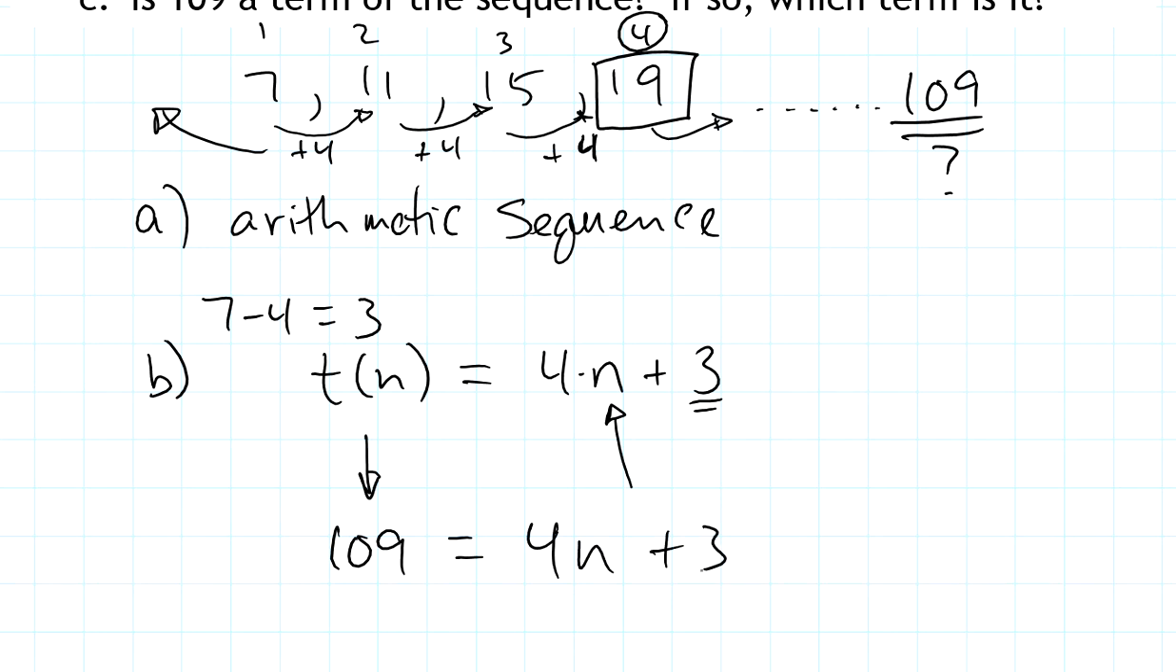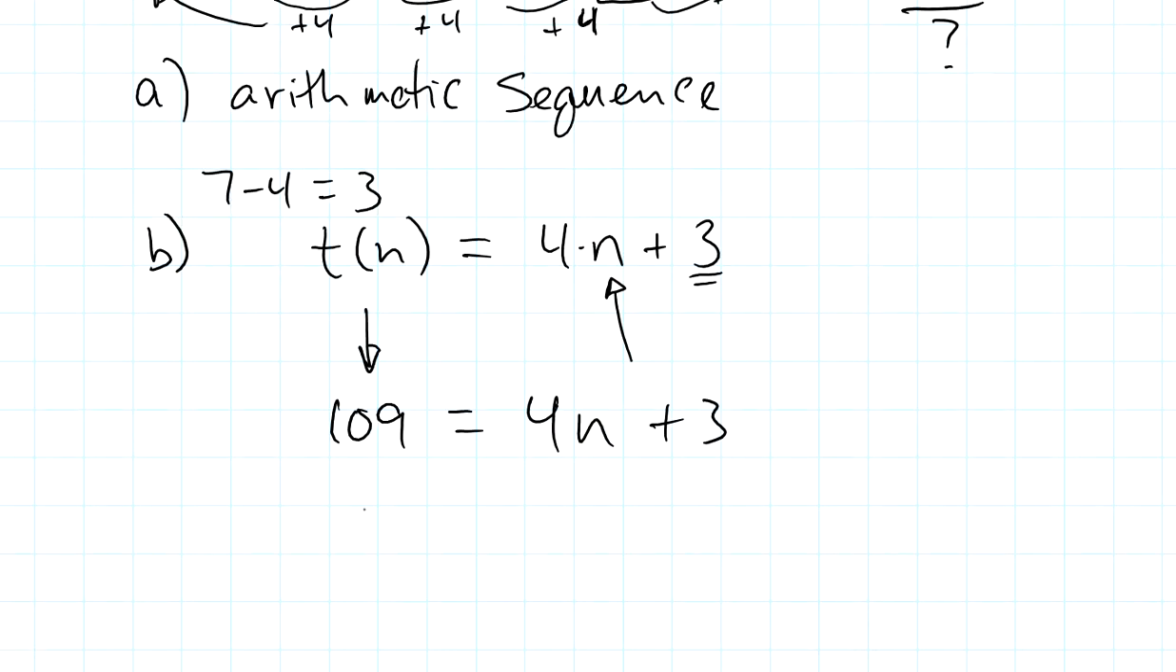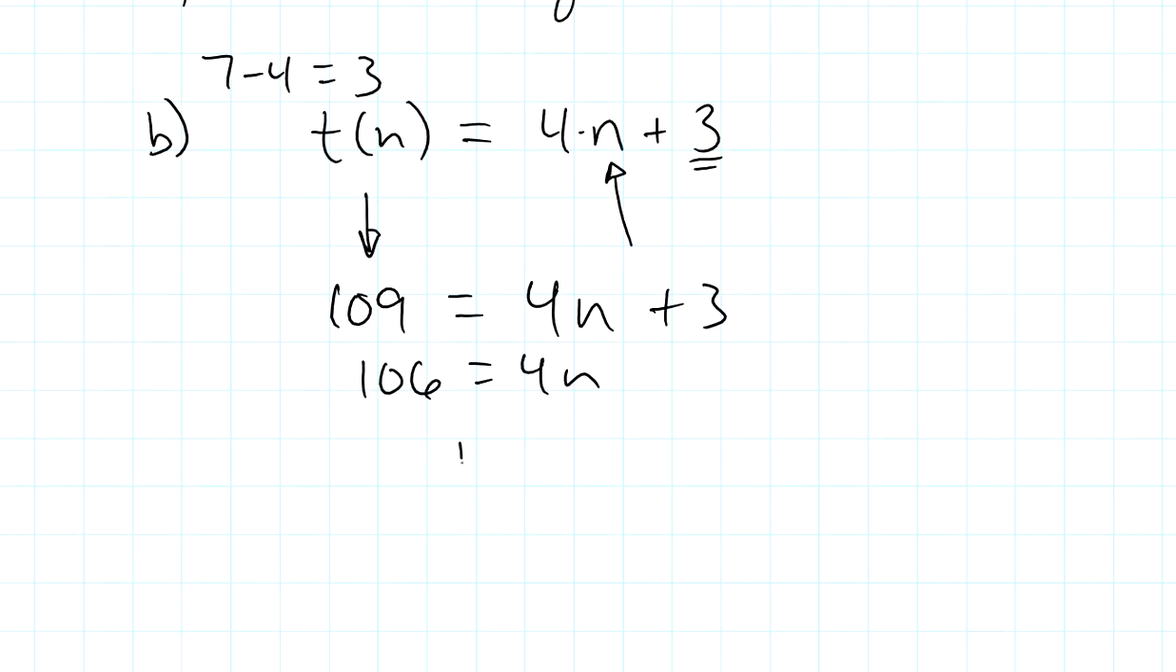To solve this, I'm going to go ahead and subtract 3 from both sides. That gives me 106 equals 4n. And if I divide both sides by 4, unfortunately, I get that n is 26.5. That means that 109 is not going to be a term in this sequence, right? Because the 26th term would be a little less than 109, and the 27th term would be more than 109. So it just misses it, right? This is in between. So we would say no, this is not a term in the sequence.